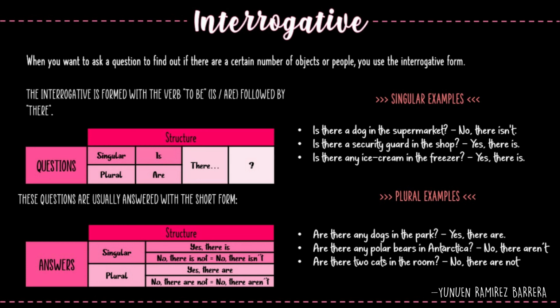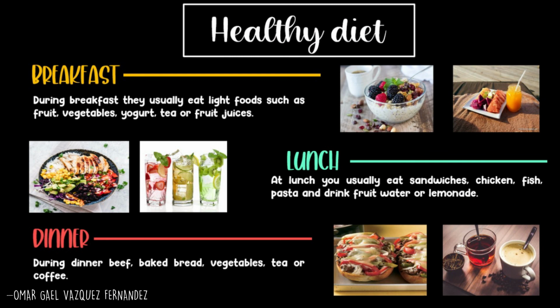Are there any dogs in the park? Yes, there are. Are there any polar bears in Antarctica? No, there aren't. Are there 2 cats in the room? No, there are not. Types of diet.